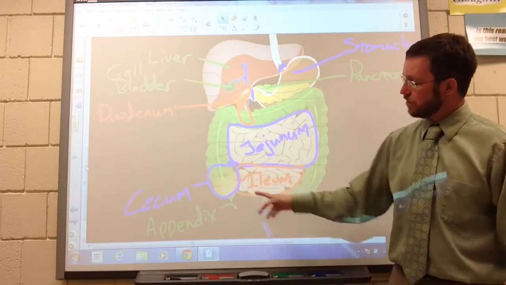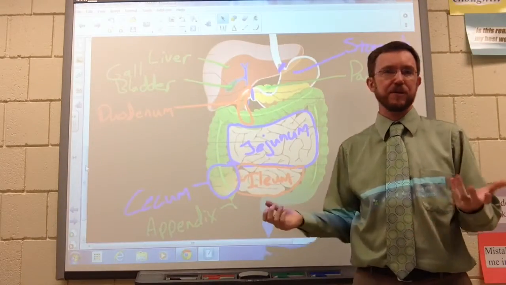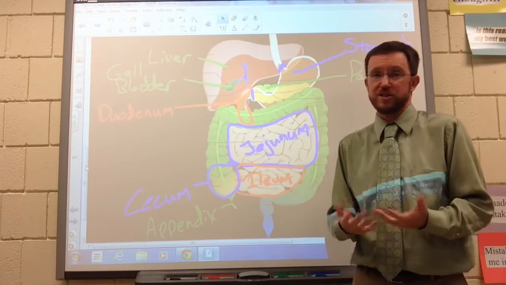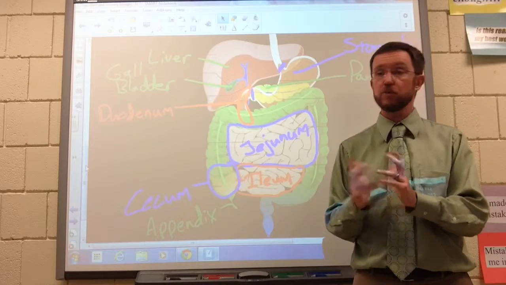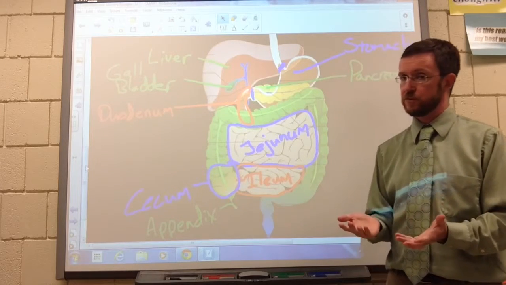Okay? Now, the appendix there, that's basically the thing. If it gets infected, it doesn't have a serious purpose for the body, so they go in, they snip it off, they sew up the bottom of the cecum, and we move on. Because it doesn't really do much for the human body.